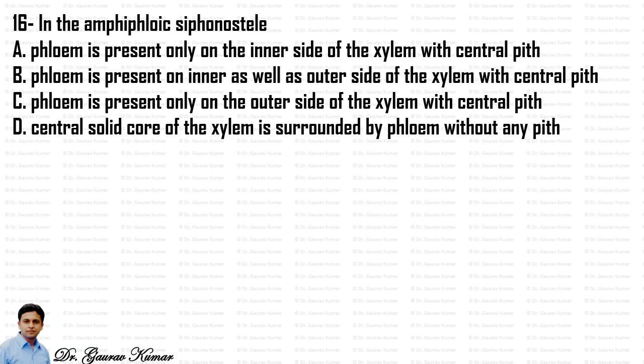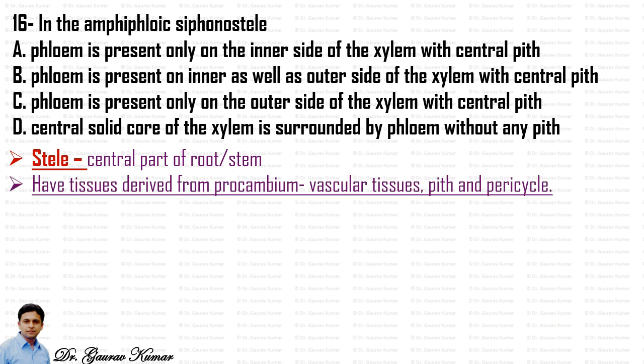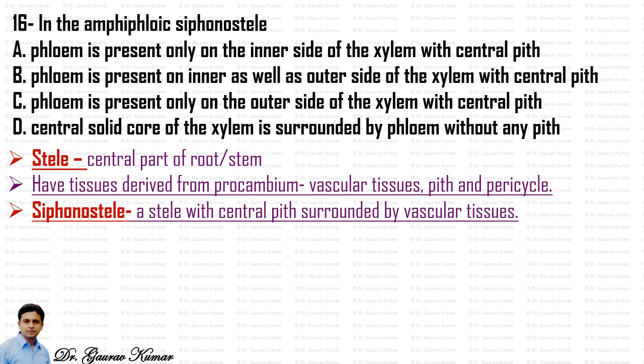In the amphiphloic siphonostele, they have given 4 options in which they are asking about the relative position of phloem and xylem in the amphiphloic siphonostele. For this, let's first know what actually a stele is. A stele is the central part of a root or stem, and in the stele there are tissues which are derived from the procambium, for example the vascular tissue, pith and the pericycle. Now a siphonostele is a stele with central pith surrounded by vascular tissues.